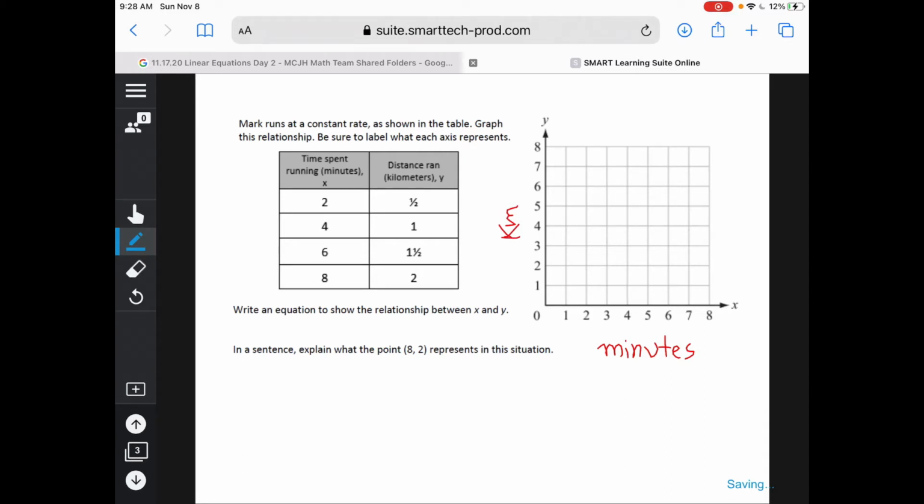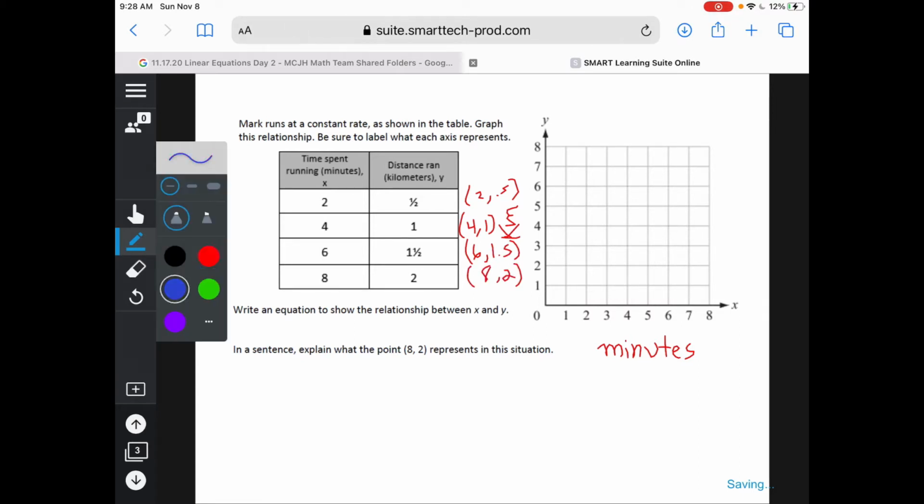We need to plot these points. Our first coordinate pair would be 2, 0.5, or 1/2, 4 and 1, 6 and 1.5, and 8 and 2. So let's go ahead and start by plotting these.